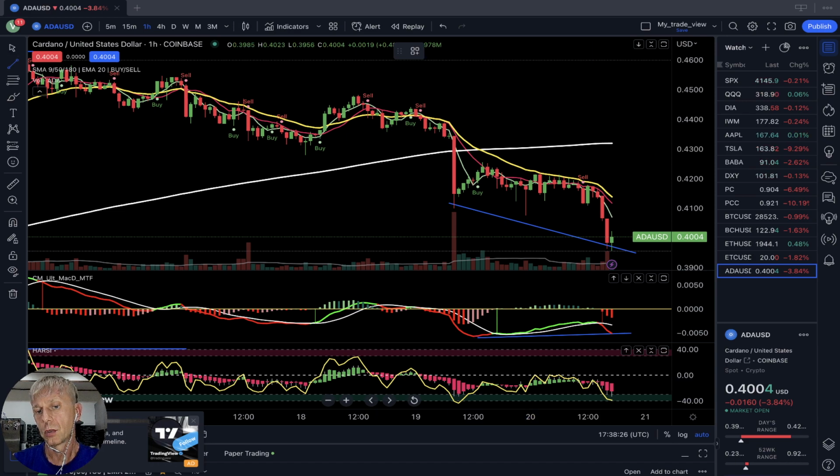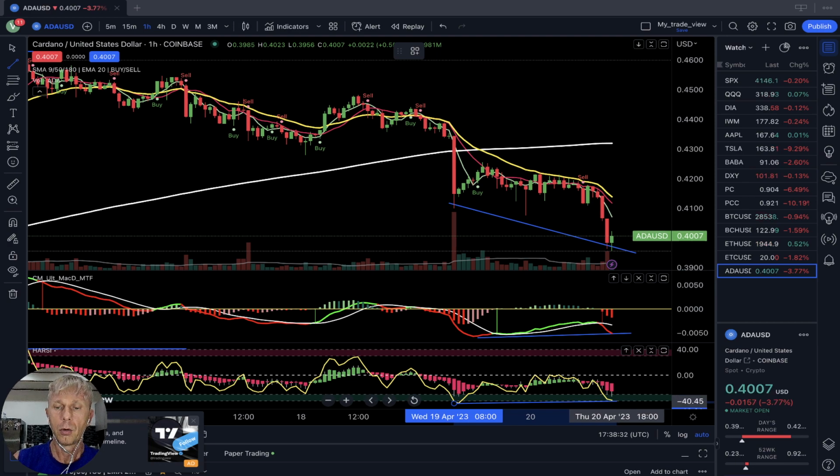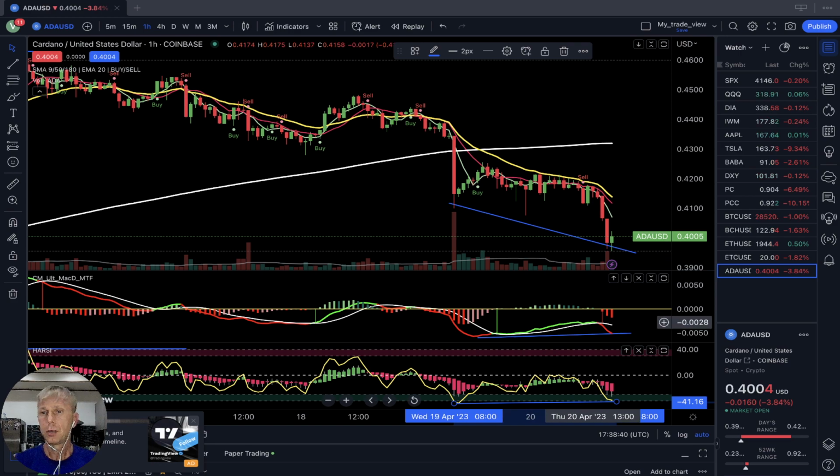But looks like it wants to have some correction on 1 hour time frame because it's oversold on RSI. Bullish divergences, multiple bullish divergences on 1 hour time frame. That's all. Let's do summary.